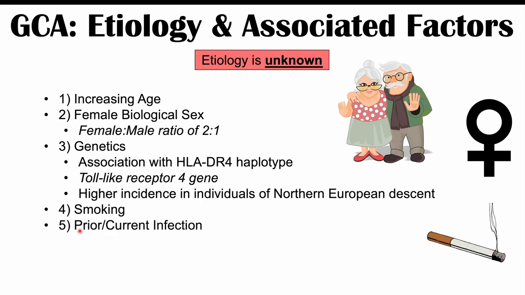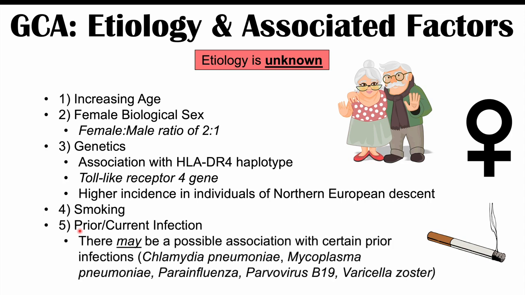And there is some hypothesis as to whether or not a prior or current infection can actually trigger this condition. Some of these can include the following: chlamydia pneumonia, mycoplasma pneumonia, parainfluenza, parvovirus B19, and varicella zoster. So these may be related or associated infections, but it's not entirely understood as to if these are simply associated infections or if they are actually triggers for someone that is susceptible to this condition actually getting giant cell arteritis. So just want to mention that here as well.